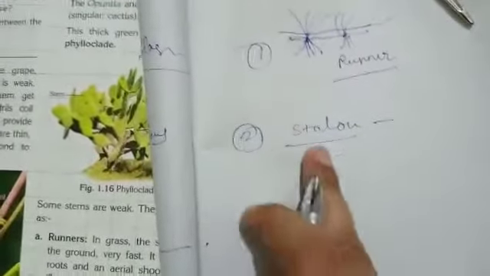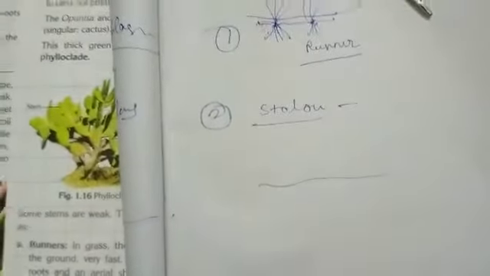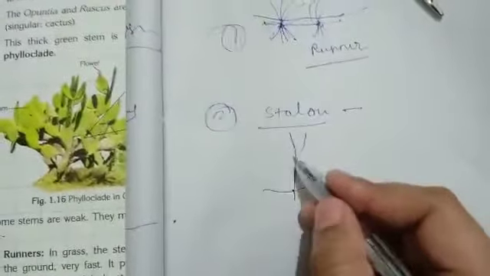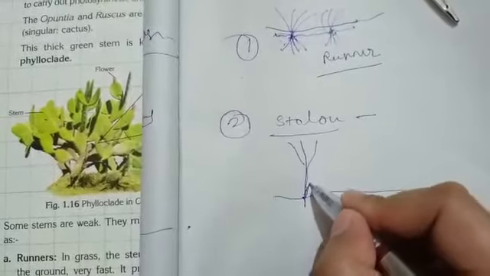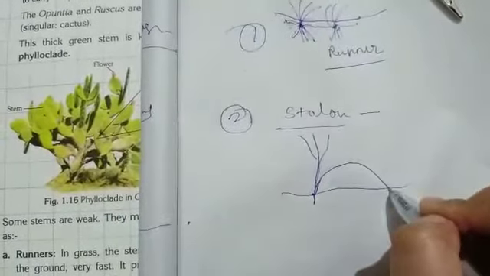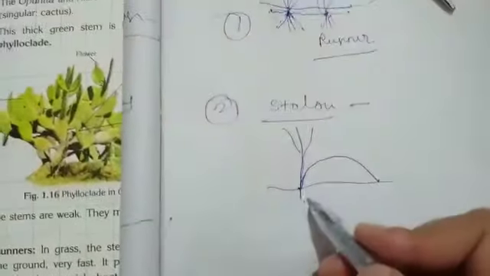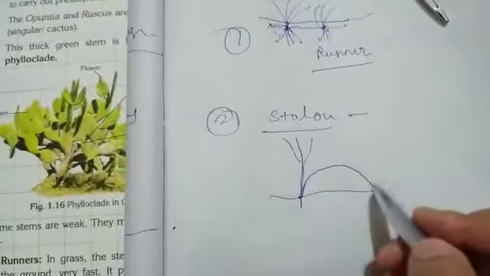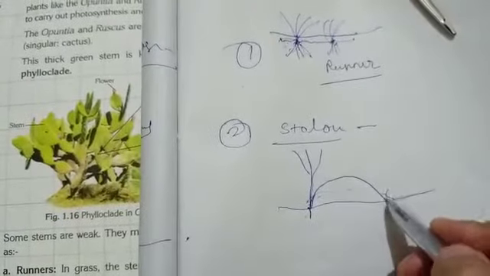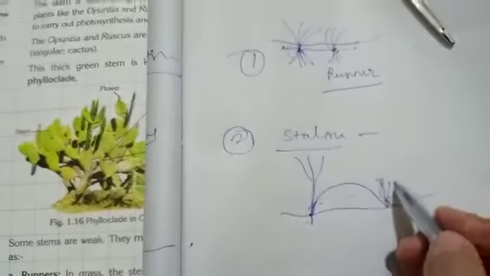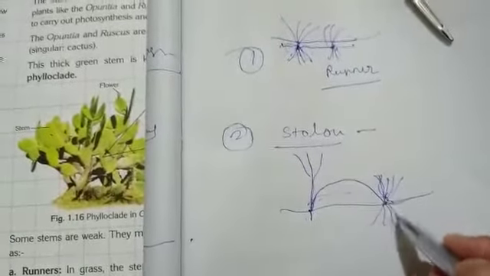Now the second is stolon. Stolon, for example, in strawberry, okay. In strawberry, what happens? Suppose this is the soil surface, okay. Now this is the stem of the strawberry plant. One branch of this stem will bend and form an arc-like structure, becoming rounded, okay. And now from this arc, at every node the leaves grow above the surface and roots grow below the surface, okay.